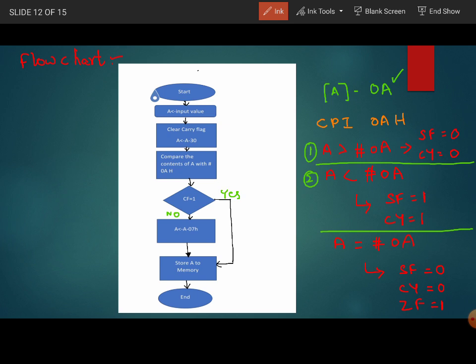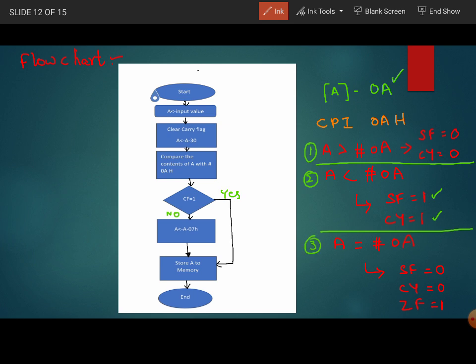So when you are trying to subtract a bigger number from a smaller number, sign flag will be equal to 1 because the result whatever obtained will be negative. So sign flag will be equal to 1. And the operation also requires the borrow. Therefore carry flag is equal to 1.